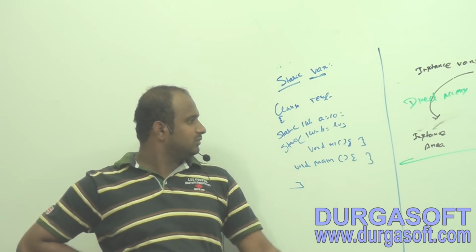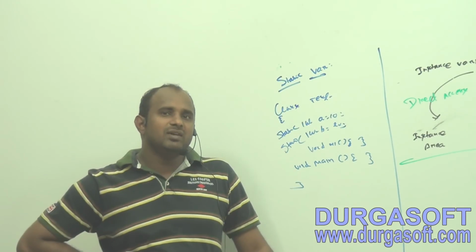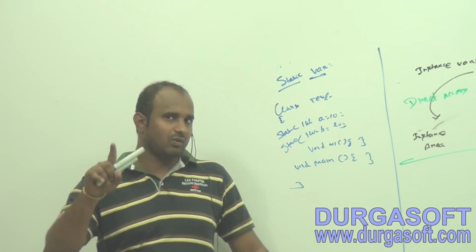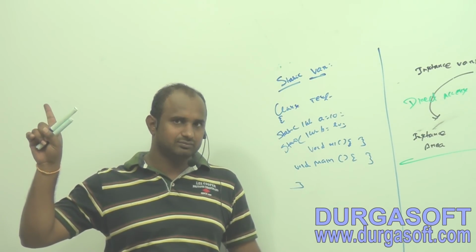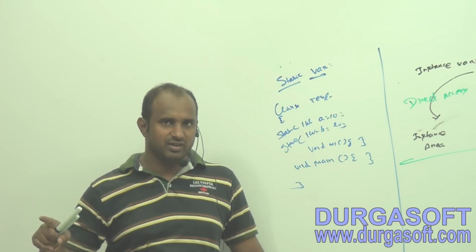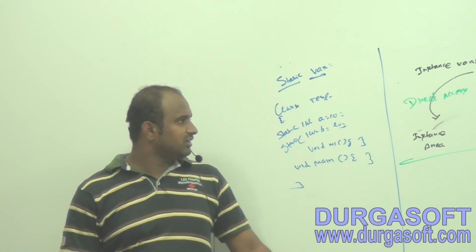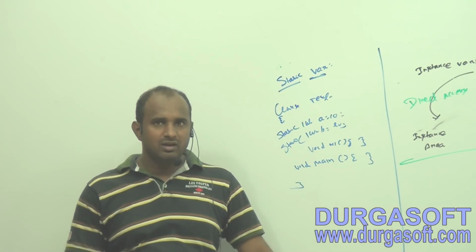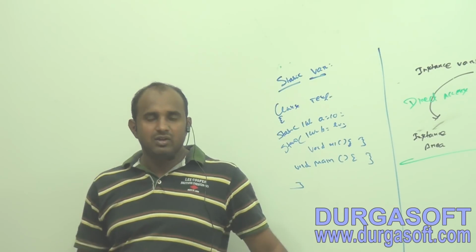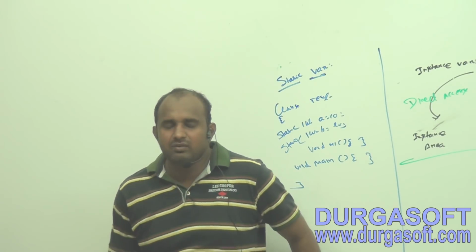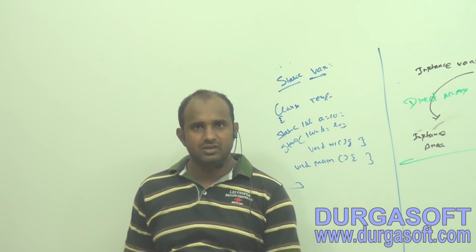So clear? This is static variable. Tell me, local variables, when is memory allocated? When the method starts, memory is allocated. When the method is completed, memory is destroyed. Instance variables, when is memory allocated? It is linked with the object. When we create the object, memory is allocated. When we destroy the object, memory is destroyed.